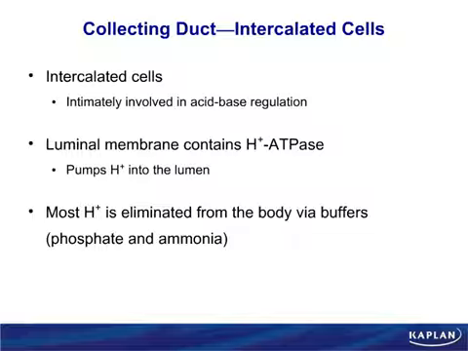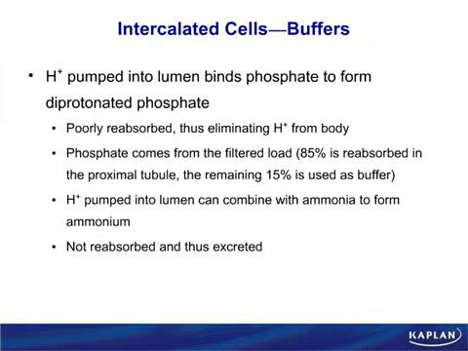So the intercalated cells are ultimately involved in acid-base regulation. This is a high-yield point. The luminal membrane contains proton ATPases, which actively pump protons into the lumen. Now, most of your body's protons are eliminated in the form of buffers. These buffers are phosphate and ammonia. So step one loves to ask you about your buffers. Step one loves to ask you about how acid is eliminated, how acid is excreted in the urine.